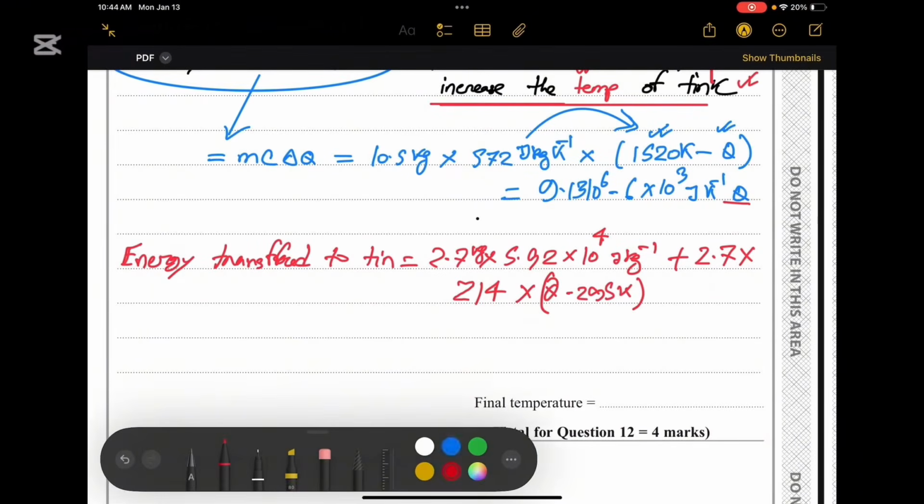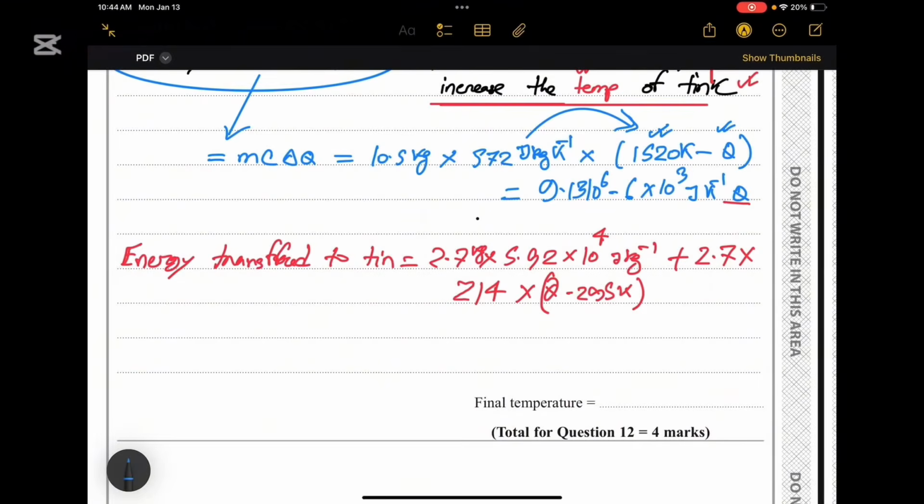After writing them all, now what we have to do is just multiply this part and then this part. These two parts will be multiplied. If we multiply this part, what we will get is 2.7 into 5.92.